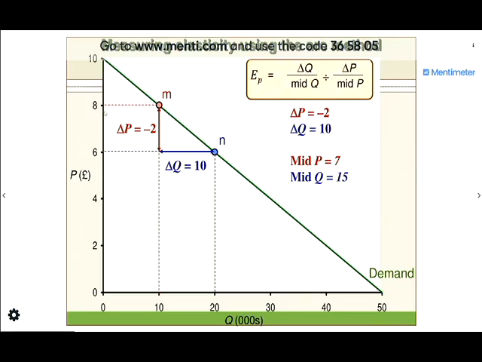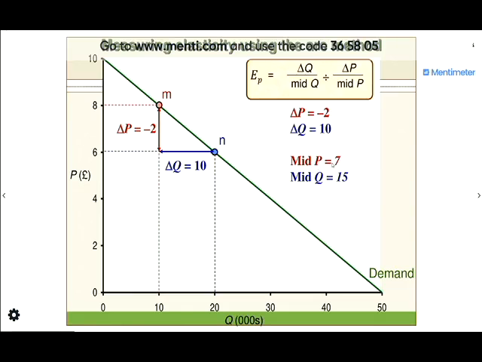And when the price declines from this point to this point, as you can see, there's a movement along the demand curve to point N from point M. So that's an increase in demand from 10 to 20. As a result, the quantity demanded change is, as you can see, positive 10. So now we have the prices and then quantities. You can now work out what the average is.